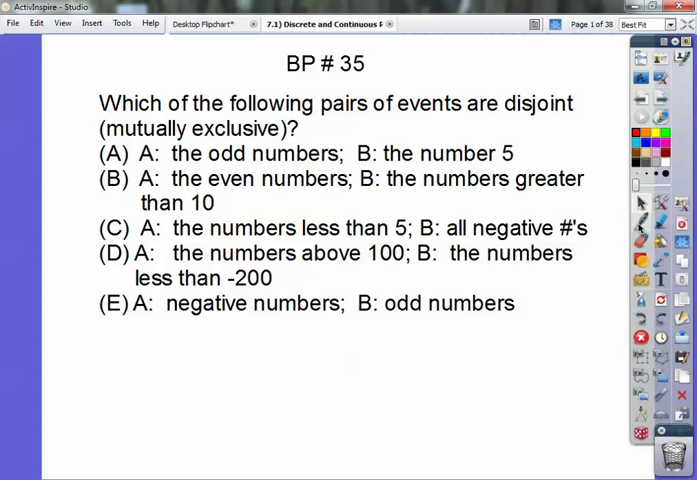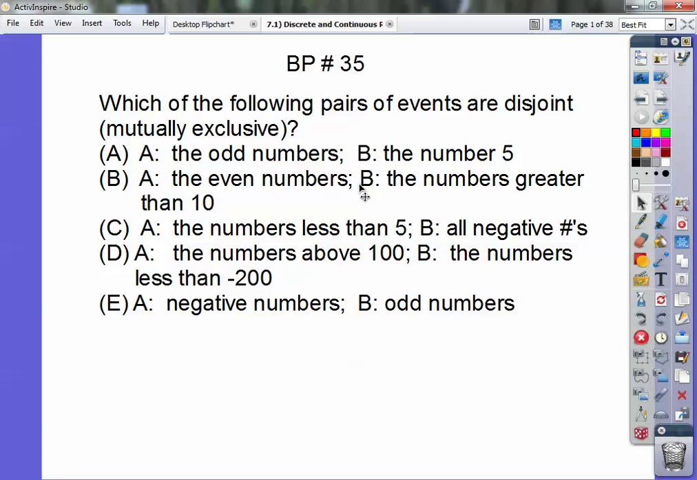So here's board problem 35. Which of the following pairs of events are disjoint, mutually exclusive? Remember, disjoint are two circles that do not overlap, so there's nothing in common with them. So A, the odd numbers, and B, the number 5. Well, no, it's not that one because 5 is odd. B, A, the even numbers, and B, the numbers greater than 10. Well, that's not either because there's numbers greater than 10 that are even.